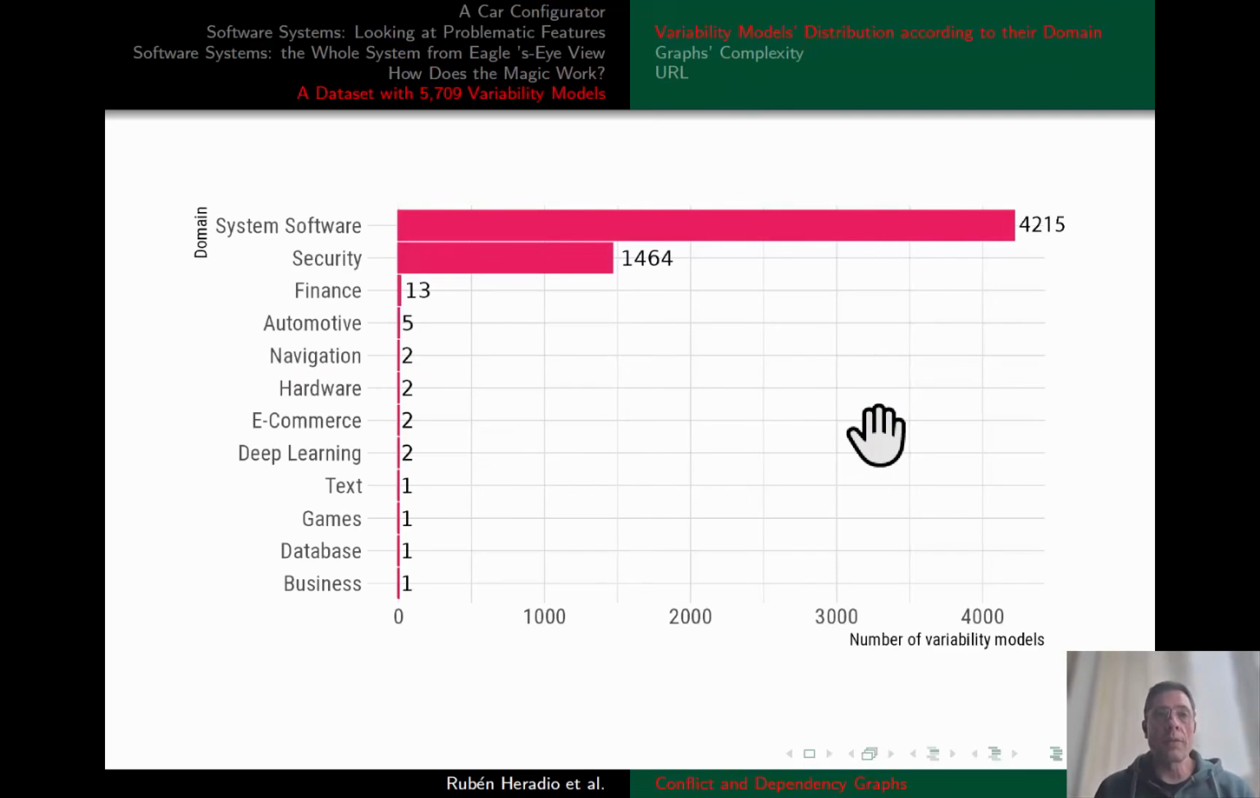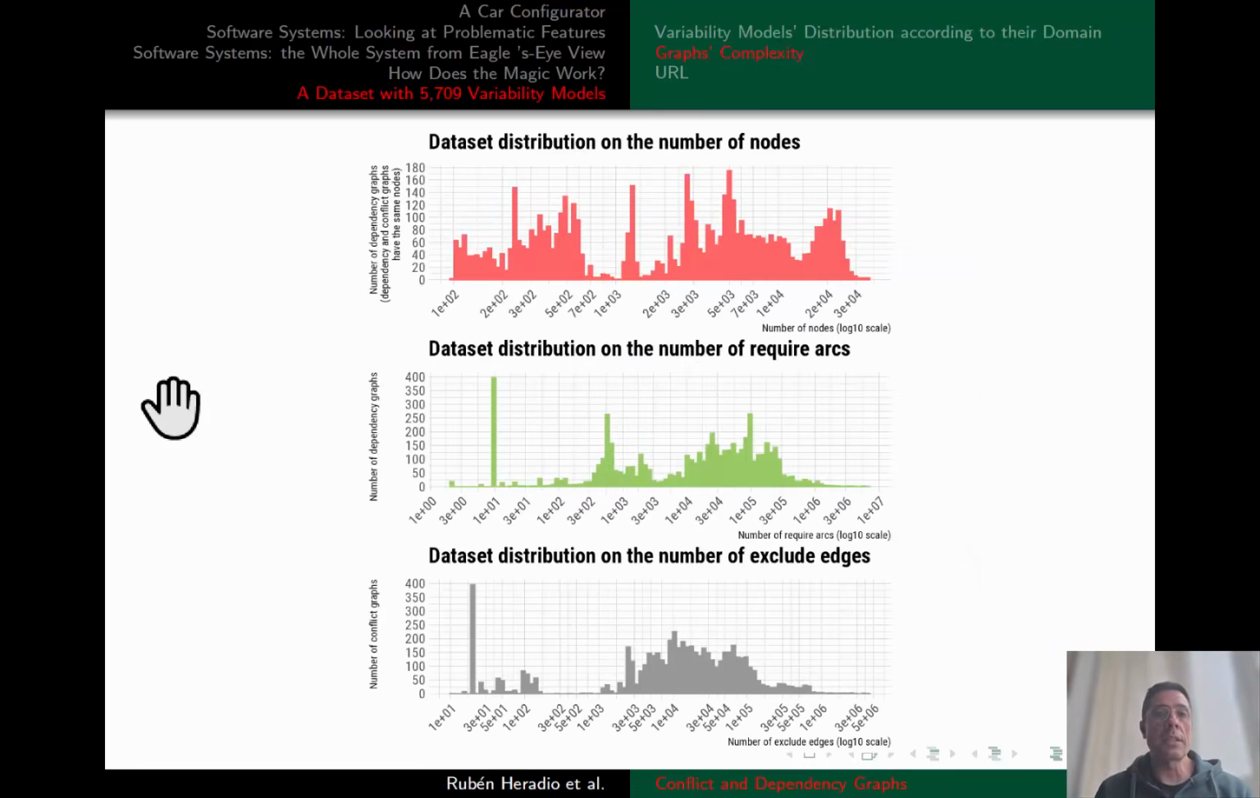Using this tool, we have generated a dataset with the graphs of almost 6,000 variability models. This dataset is diverse in terms of domain. Most of the systems come from the system software domain, but we also have systems from security, finance, automotive, etc. And also the dataset is diverse in terms of complexity. You can see here the histogram of the distribution of the number of nodes in the graphs, the distribution of the required arcs in the dependency graphs, and the distribution of the exclude edges in the conflict graph.